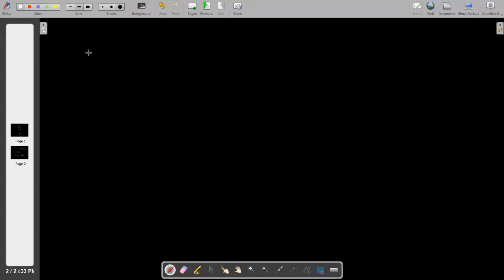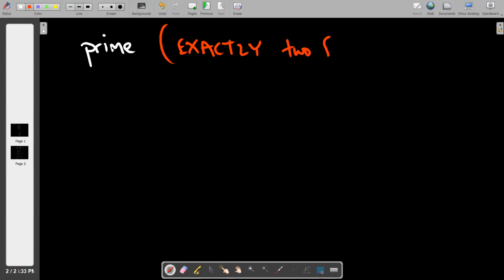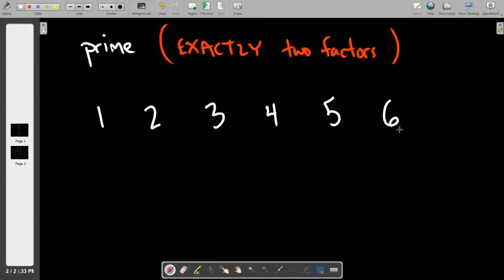What is a prime number? It can only be times by itself. Right, a prime number is a number that has exactly two factors. I put caps lock on my pen there for the word exactly because, let me put the numbers, here are the numbers on a die: 1, 2, 3, 4, 5, and 6.